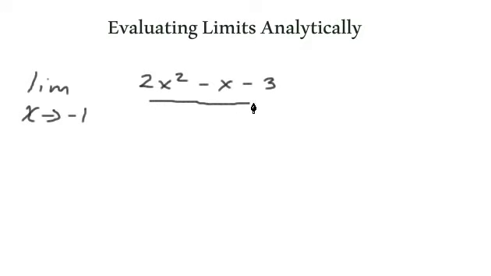Alright, moving right along. Let's take a look at this one here. We've got the limit of x approaching -1. Again, we have 2x squared minus x minus 3, and that's going to be all over x plus 1.